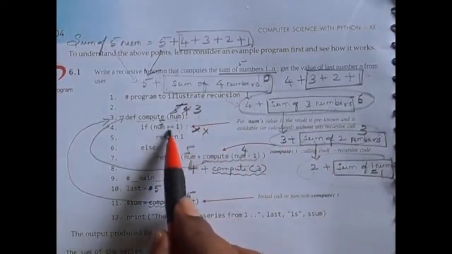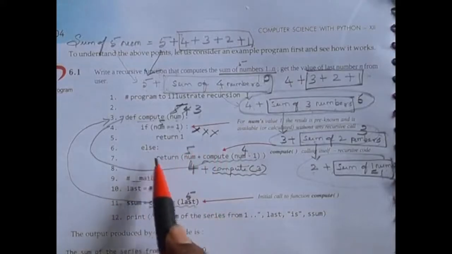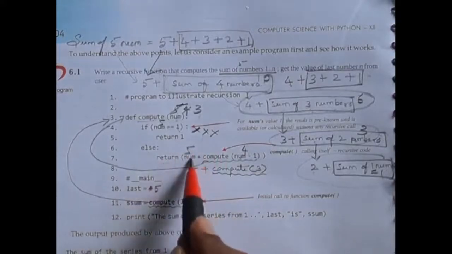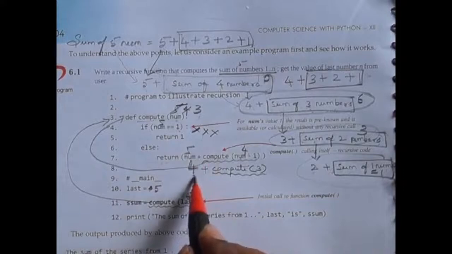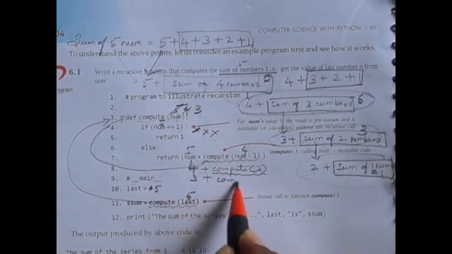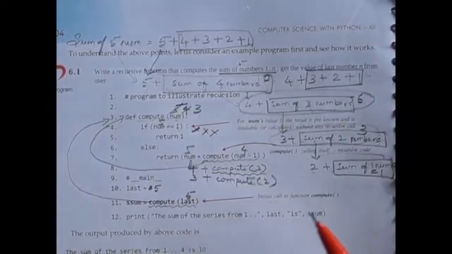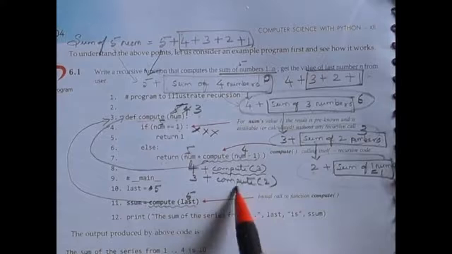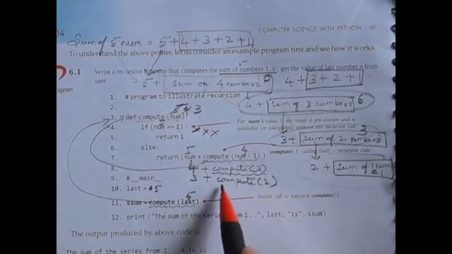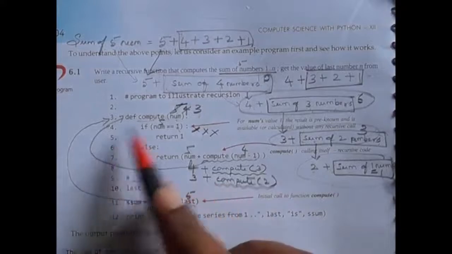So 3 equal to 1. This condition is also false. It comes here. Return. Num value is what? Num value is 3. So 3 plus compute 2. So 3 plus compute 2 means it is also a call statement. It will call the same function here.